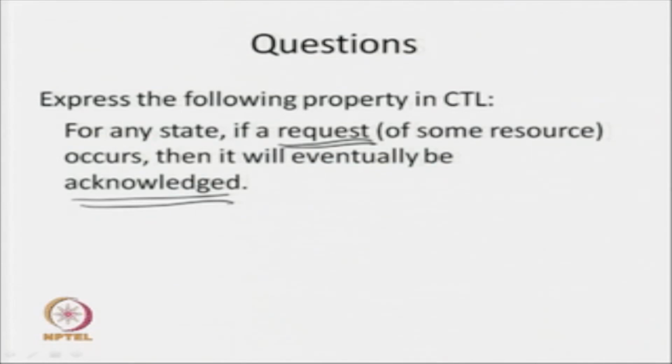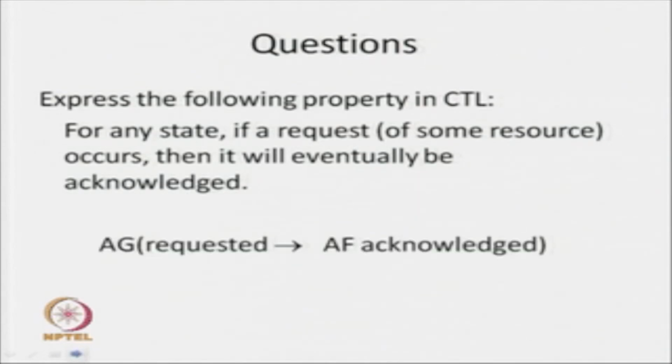When the resource is granted to the process, we can say that it has been acknowledged. Again, acknowledge is a signal, its value is either 0 or 1. So, this is also an atomic proposition of my model. We are getting two atomic propositions, request and acknowledge. Now, with the help of these two signals, we will define this particular property in CTL.